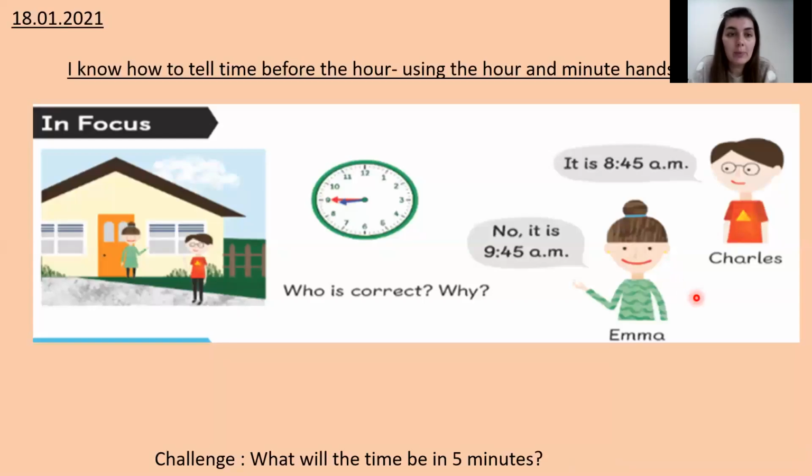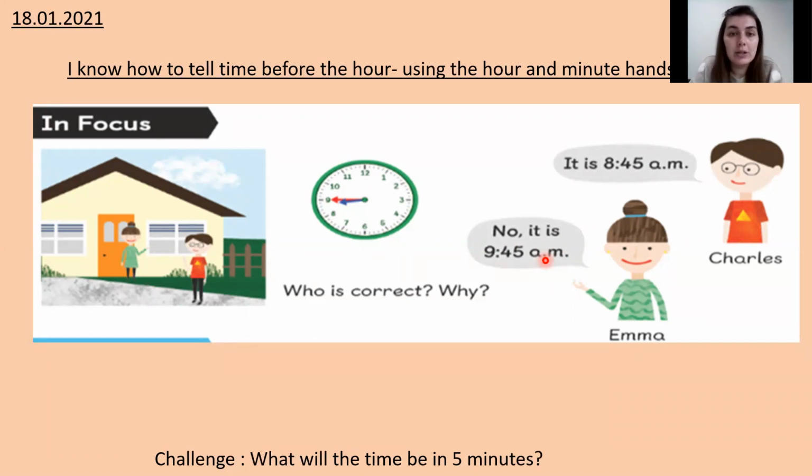So if I was to have a go at this anchor task, I would have a look at the clock and have a look at their statements. Now, they are both agreeing that it is 45 minutes past the hour, and I can check that by counting in intervals of 5. So 5, 10, 15, 20, 25, 30, 35, 40, 45. So I would agree with them too. It's definitely 45 minutes past the hour, but what hour?